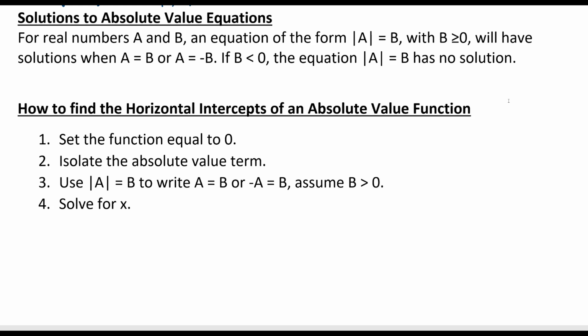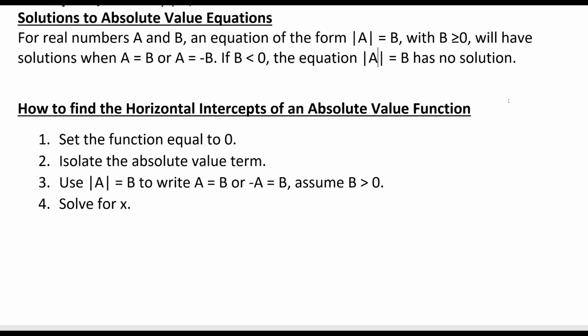So if b is less than 0, the equation absolute value of A equals b has no solutions, because you can't have an absolute value producing a negative. I should say, you can't have the absolute value of a real number produce a negative. That might give you some foreshadowing there.